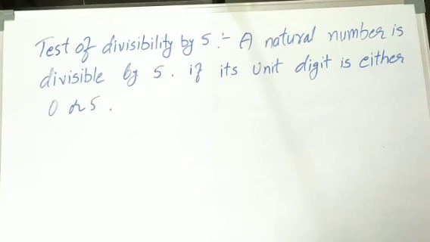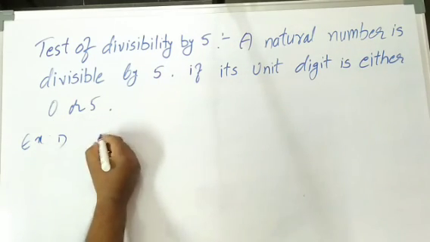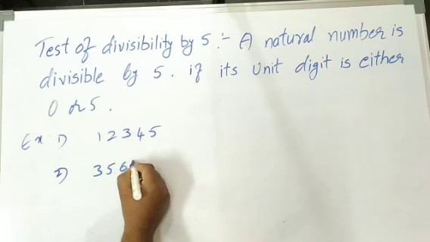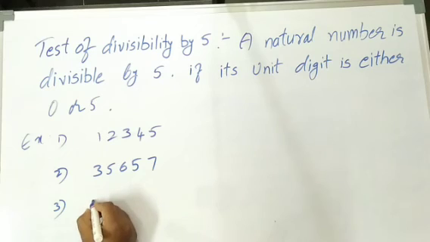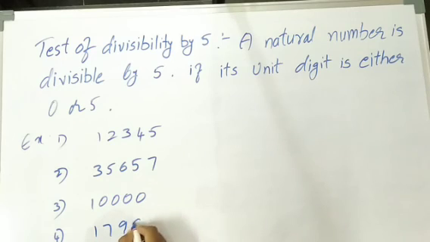Test of divisibility by 5 means the given number is divisible by 5 or not. The definition they given here is like a natural number is divisible by 5 if its unit digit is either 0 or 5. Means if the unit digit is 0 or 5, then we can say the number is divisible by 5. So we'll take some examples. Suppose example 1 I am taking. See, I taken here the 4 examples.